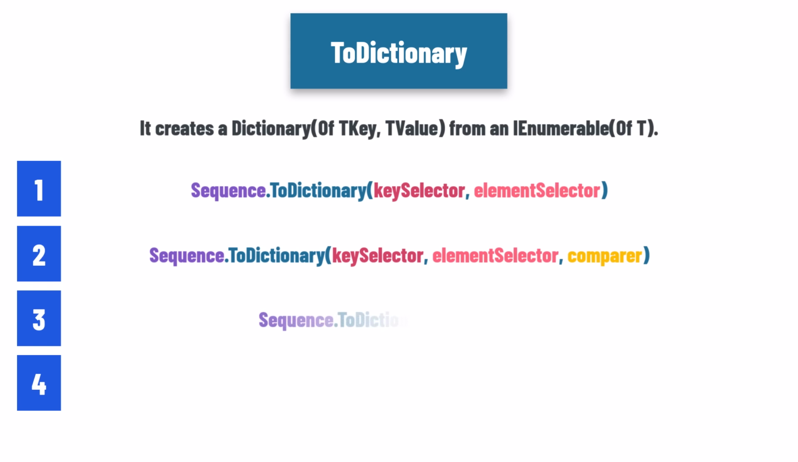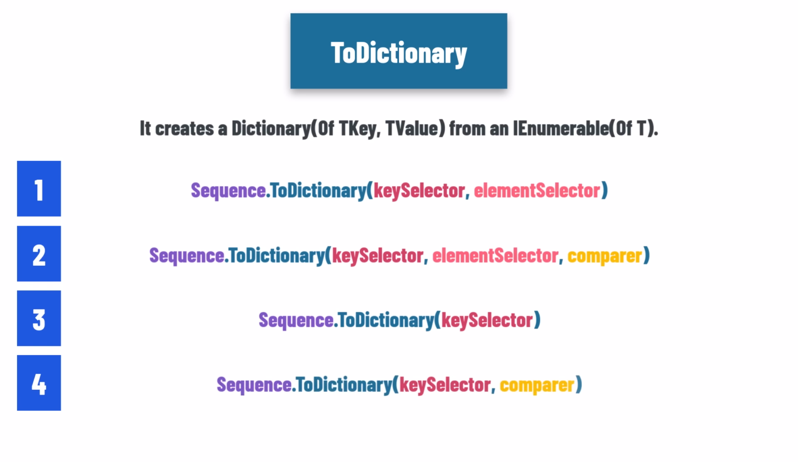The third overload accepts only 1 parameter. It's also of type function, so we use a lambda expression here. This is to select the key. The fourth overload accepts 2 parameters. The first one is the lambda expression to select the key. The second parameter is a comparer to compare the keys. It's like the second overload. These are the 4 overloads of the ToDictionary method.